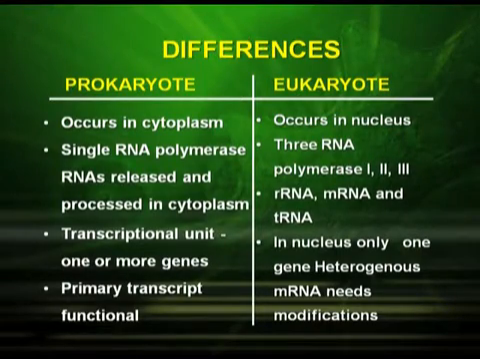Now, let us see the differences between prokaryotic transcription and eukaryotic transcription. In prokaryotes, the transcription occurs in the cytoplasm. On the other hand, in eukaryotes, it occurs in the nucleus. In prokaryotes, there is only one RNA polymerase. On the other hand, in eukaryotes, there are 3 RNA polymerases: 1, 2 and 3. In prokaryotes, the RNA is released and processed in the cytoplasm, and the transcription unit has one or more genes. On the other hand, in eukaryotes, there is only one gene. The primary transcript is functional in the case of prokaryotes. On the other hand, in eukaryotes, heterogeneous mRNA needs further modifications.